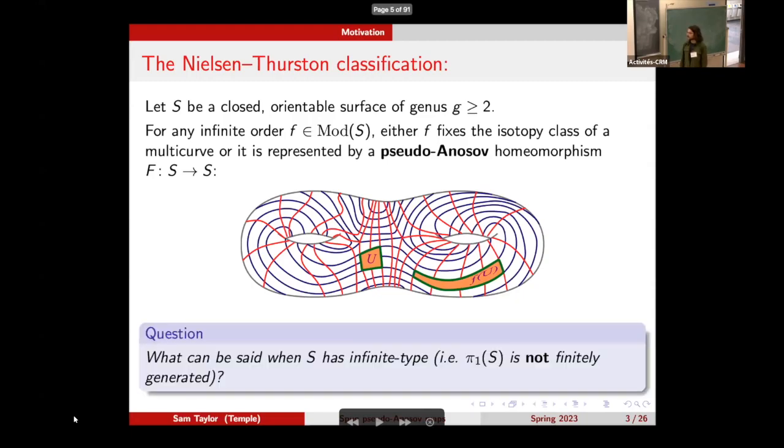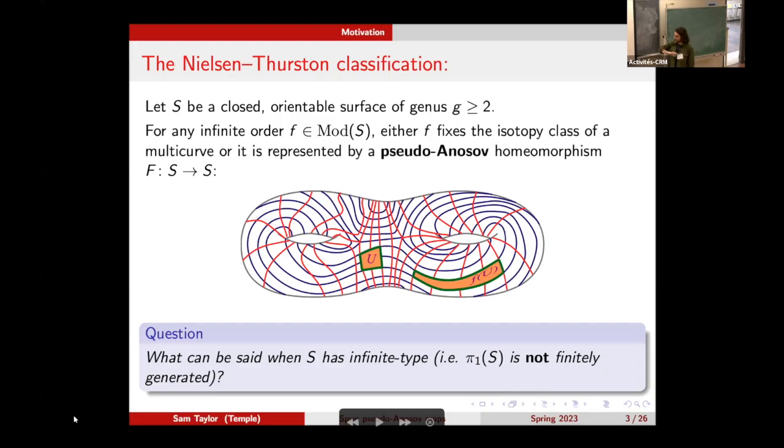So this is the classical setting, and the question that can motivate some of the things I'll talk about is: what can be said when we're dealing with a more exotic type of surface? What can be said when we're dealing with a surface of infinite type? Of course, if I have a closed surface, it's compact, its fundamental group is finitely generated. An infinite type surface is one whose fundamental group is not finitely generated. This is some kind of motivation for what I wanted to talk about.